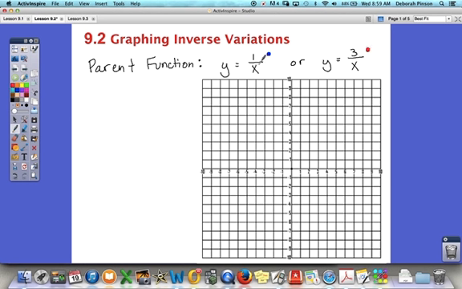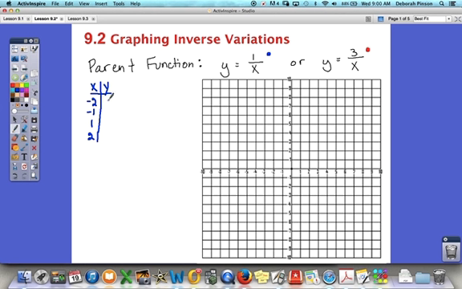So starting with the 1 over x, I'm just going to make a t-chart. And in my t-chart, I'm going to put in these x values. Now you can use different ones. These are the ones I'm going to use: -2, -1. I'm not going to put 0 in because that would put a 0 in the denominator and be undefined. So I'm going to skip 0, 1, and 2. And I'm just going to plug these into my 1 over x and see what I get.